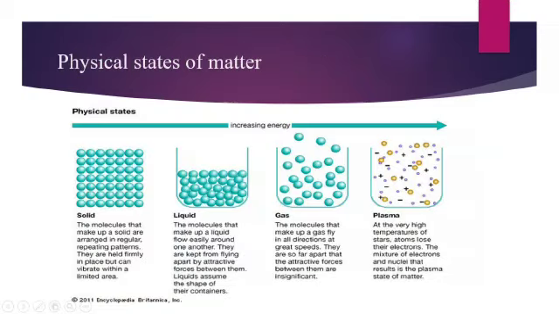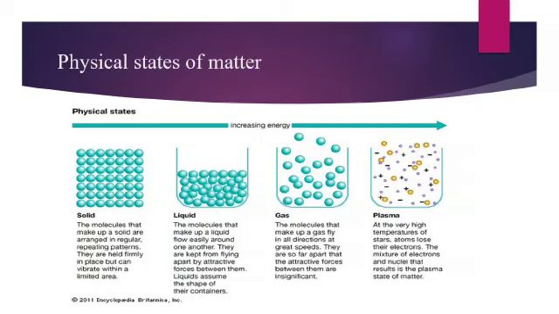The next one is physical states of matter. Now we will ponder upon understanding all the concepts, all the structures of all the four types with respect to the model. In solids, the molecules that make up a solid are arranged in regular repeating patterns. They are held firmly in place but can vibrate within a limited area. That's why solids have definite shape, because they are tightly packed. They will have their specific shape, and also they can transfer energy at a much faster rate.